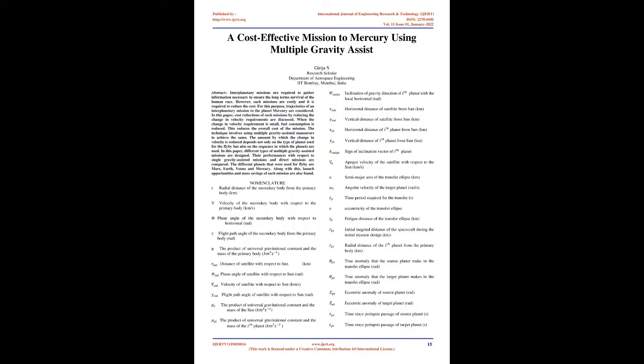A cost-effective mission to Mercury using multiple gravity assists. Abstract: Interplanetary missions are required to gather information necessary to ensure the long-term survival of the human race. However, such missions are costly and it is required to reduce the cost. For this purpose, trajectories of an interplanetary mission to the planet Mercury are considered.